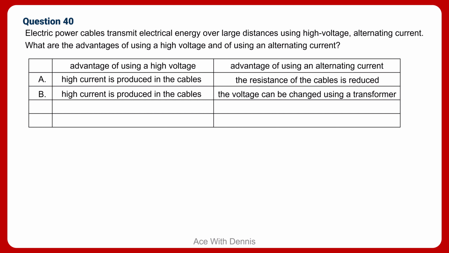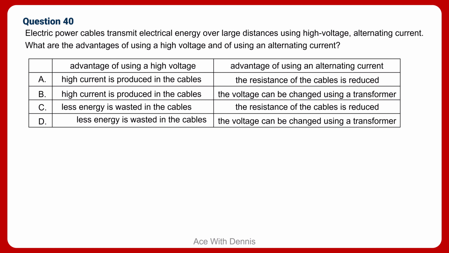Or option B, because high current is produced in the cables and the voltage can be changed using a transformer. Or C, less energy is wasted in the cables and the resistance of the cables is reduced. Or option D, less energy is wasted in the cable and the voltage can be changed using a transformer.